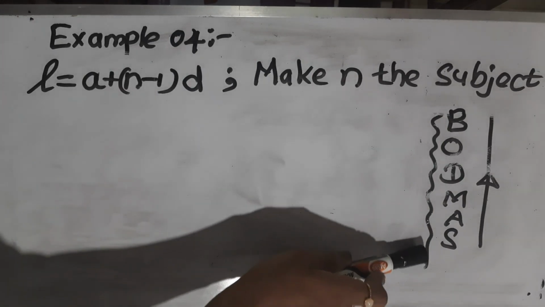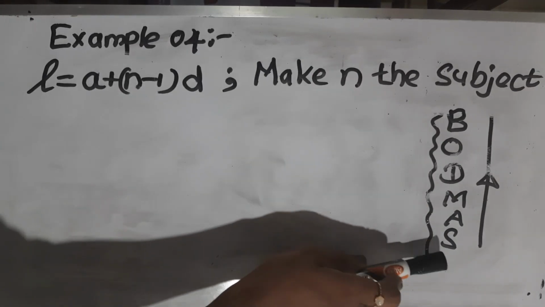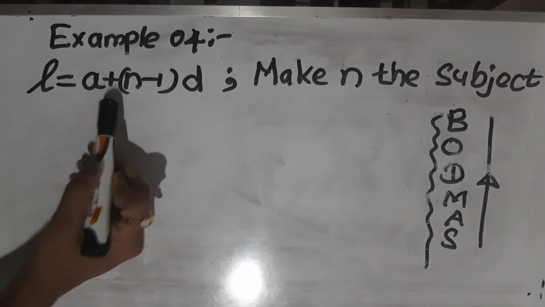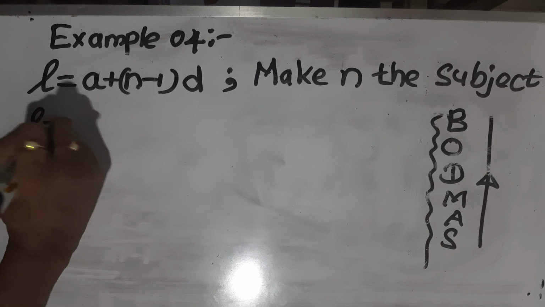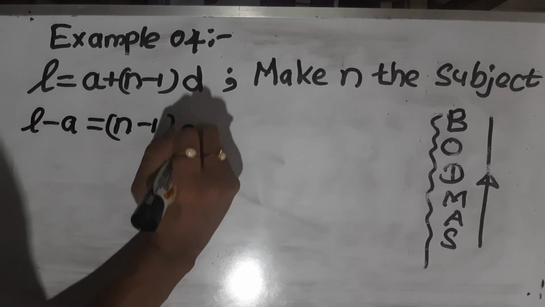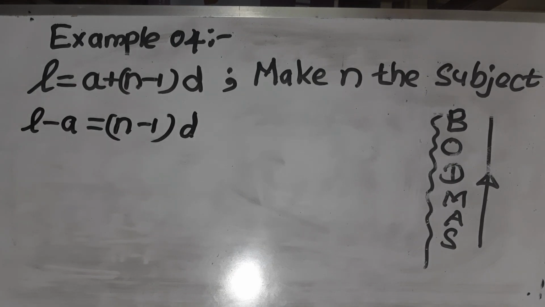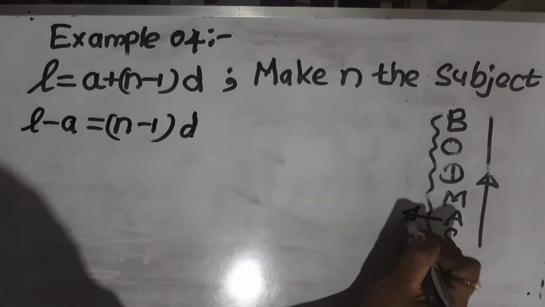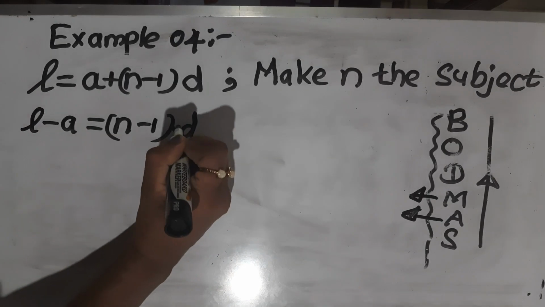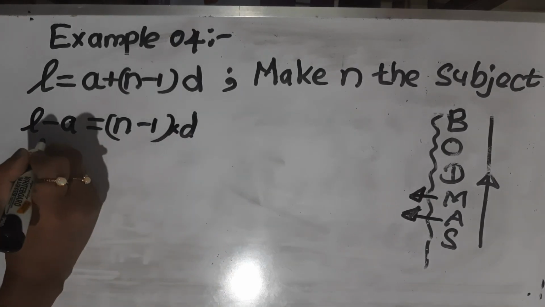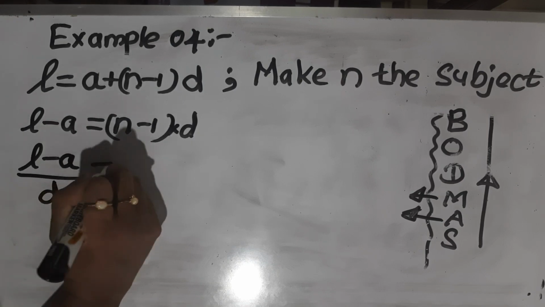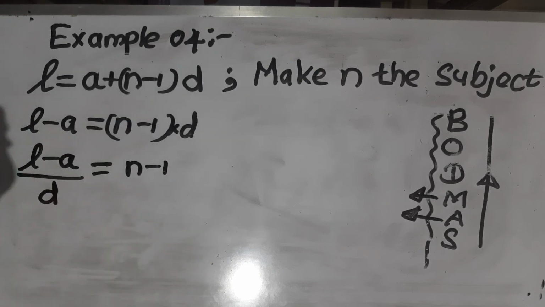So according to reverse order of the BODMAS, we should do subtraction, addition. So addition part should be removed first. That means L minus a equals n minus 1 times d. Then after addition, multiplication part is removed. That means multiplied by d. So both sides are divided by d. L minus a over d equals n minus 1.